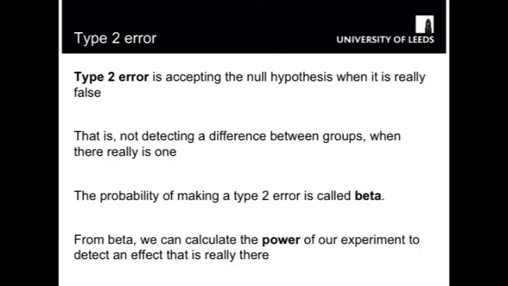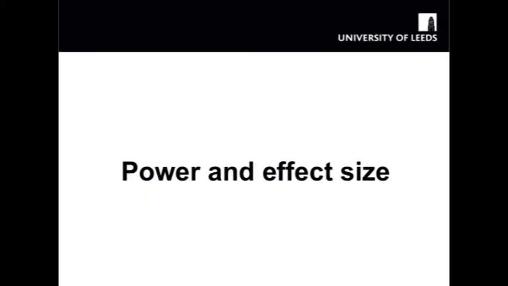However, the t-test that we've just carried out gives us no information about the probability of making a type 2 error. In the example I've just given you, that's not such a problem because we found a significant difference. But what about in other data sets? The probability of making a type 2 error is called beta, and from beta we can calculate the power of our experiment. I'll tell you something about that later. So the t-test that we've just carried out tells us nothing about beta. It tells us nothing about the power of our experiment.